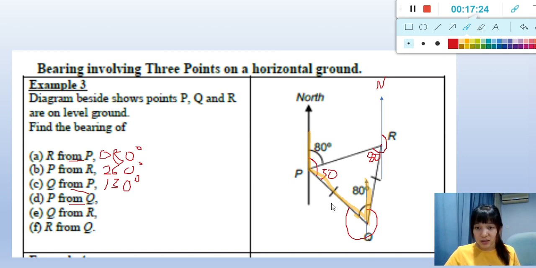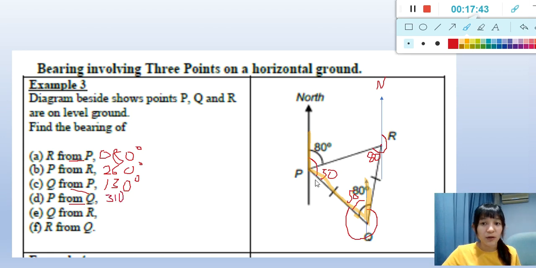You get 50. This side is 50. So now we add the rest. You take one cycle, which is 360, minus 3, 1, 4.